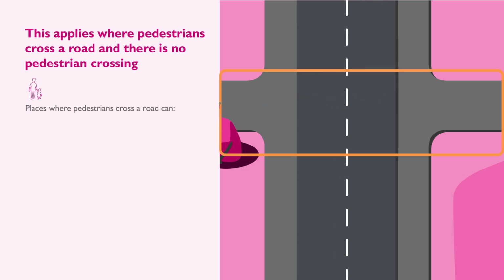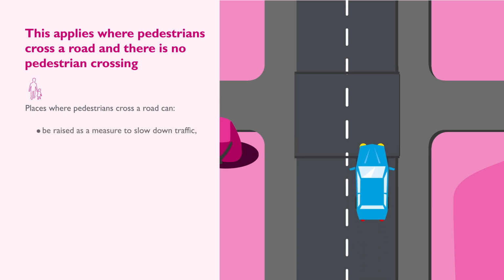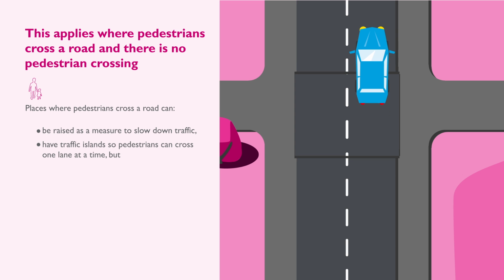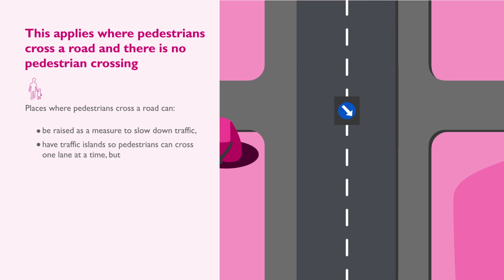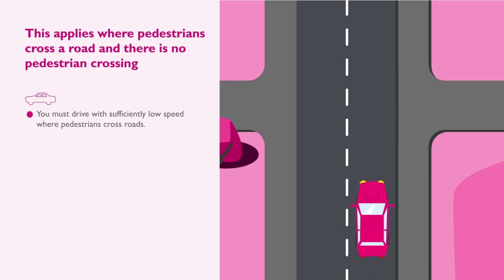Places where pedestrians cross a road can be raised as a measure to slow down traffic. They can have traffic islands so pedestrians can cross one lane at a time, but also be a place where no special measures have been taken. When driving a car, you must drive with sufficiently low speeds where pedestrians cross roads.